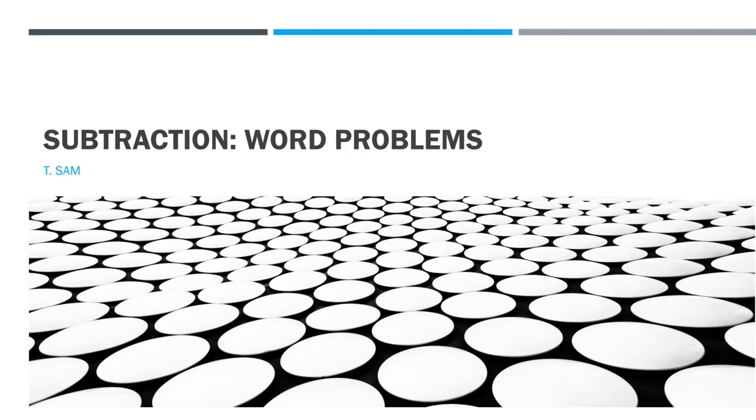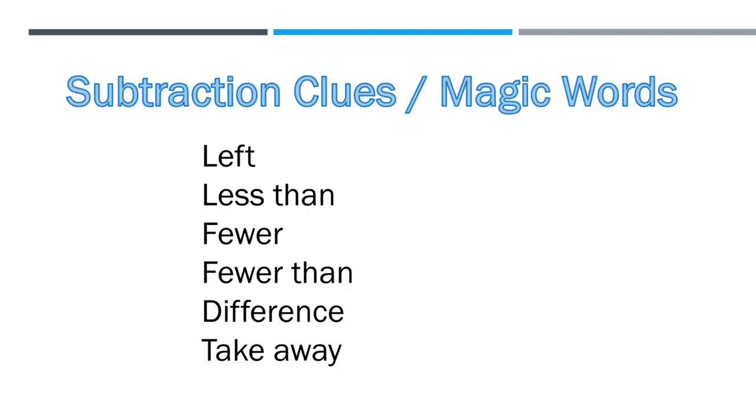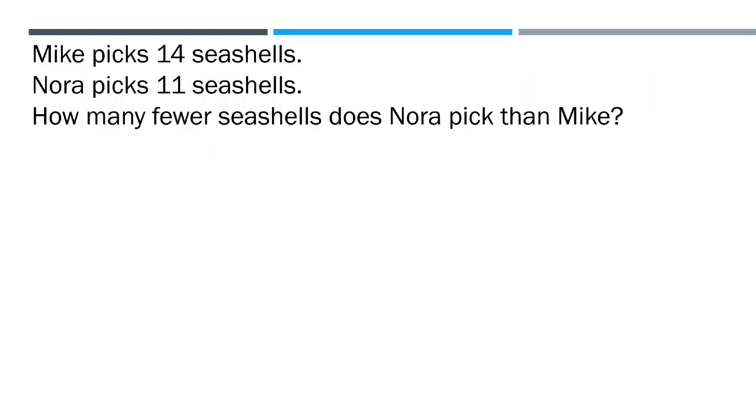Like what you had in your addition, there are also some subtraction clues or magic words you can look out for, and this will give you the clue that you have to subtract. Whenever you find the word less, less than, fewer than, difference, or take away, it means that you have to subtract. Just try to always find these words, and if you find them, then you already have a clue on what to do. You have to subtract. Okay, here are some examples. You can open your book on page as you follow through with the lesson.